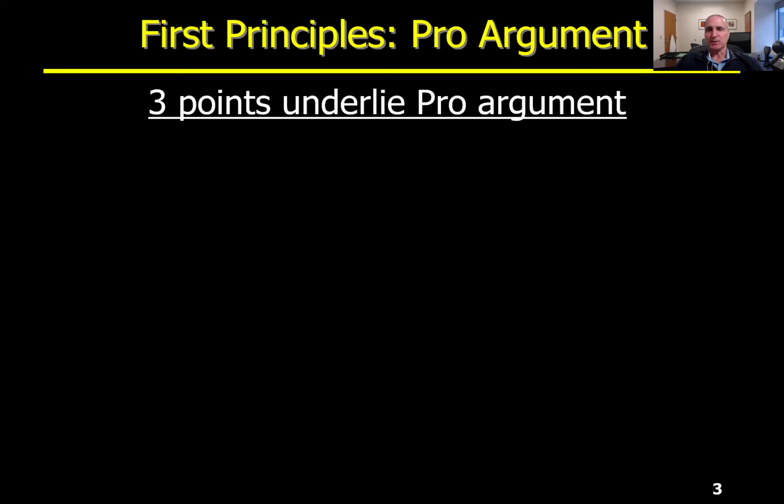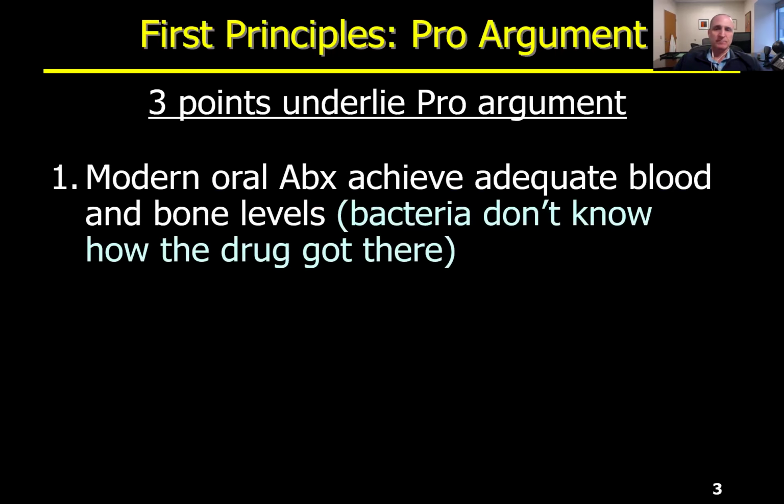There are 3 principal components to the pro argument that it is reasonable to consider oral therapy for these diseases. First, in contrast to older historical antibiotics, and we'll show some of this data, modern oral antibiotics absolutely achieve adequate levels in blood and bone to inhibit microbial growth. They're above the target MIC of those bacteria.